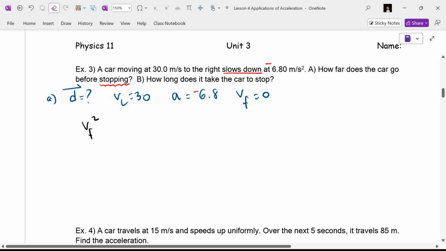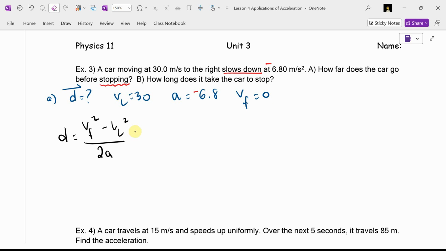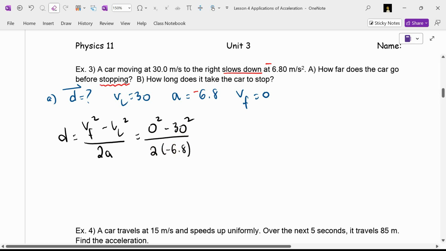Then what? What am I going to do with the VI squared? How do I know? Yes. Then what? I want to get the D by itself, so the 2 and the A are both timesing, so they'll both end up on the bottom. Yes, there is an equation for displacement that I don't need to memorize. I will get good enough to derive it. It's going to be 0 squared minus 30 squared all over 2 times negative 9.8.